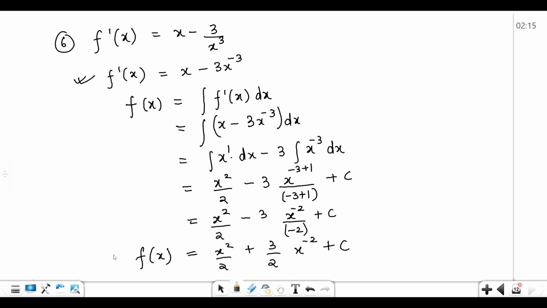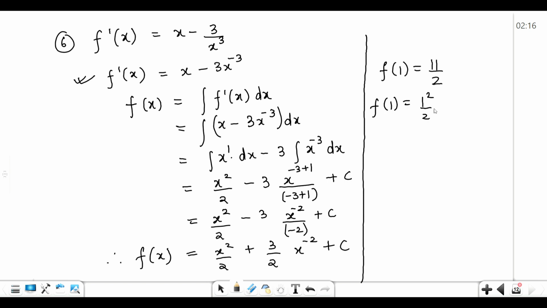So here we have got the value of f of x. They have told you to find the f of x, but this is not the actual f of x, since we don't know the value of c. But what they have given you is the value of f of 1. They have given you the value of f of 1 as 11 by 2. So what we will do, we will substitute the value of x as 1 in the f of x. So that will be f of 1 is equal to 1 square by 2 plus 3 by 2 times 1 to the power minus 2 plus c.